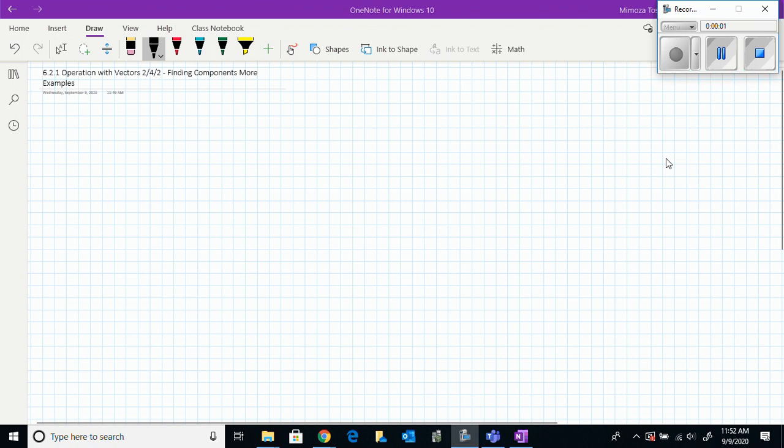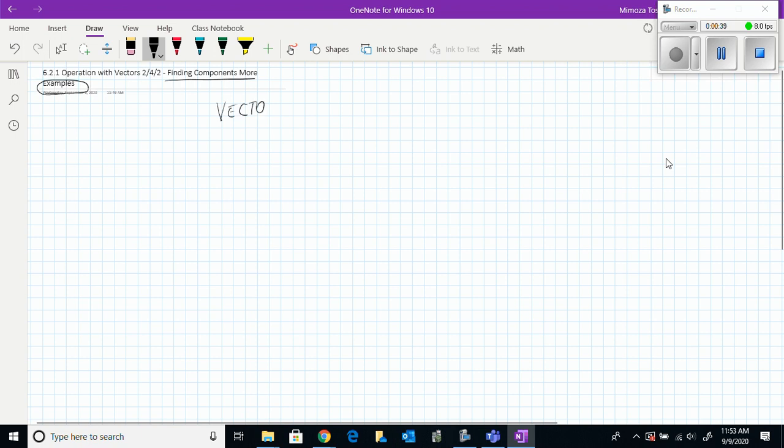Okay, so today we will talk about finding components, more examples. In the previous video that we did, we learned to visualize how a vector looks when we describe it in English, or, when we have a graphical representation of the vector, to figure out its direction. So I will do a short review of this.